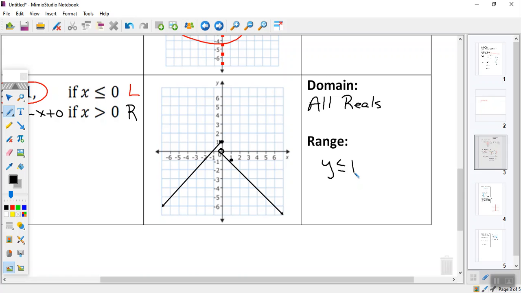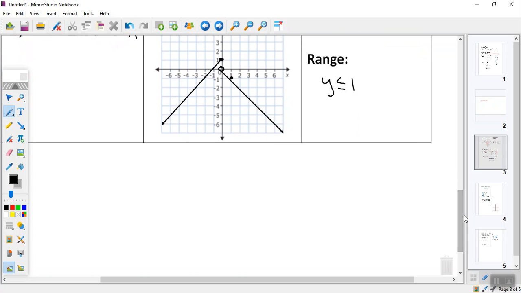In fact, let's look at something here. Okay? You guys got everything down on that page? All right, let's take a look at it. Next page. You ready?